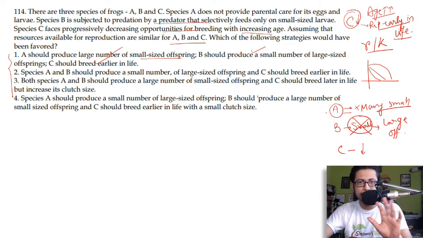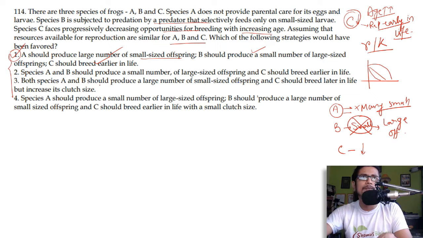Now let's read the statements which follow. Option 1: A should produce a large number of small sized offspring. Yes. B should produce a small number of large sized offspring. Yes. C should breed earlier in life. Yes. So all the 3 important properties needed for proper reproduction are present in option 1. So option 1 is correct. We don't need to read options 2, 3 and 4 because it's a waste of time, and we found it in option 1.